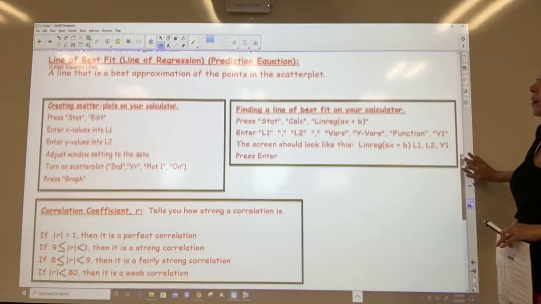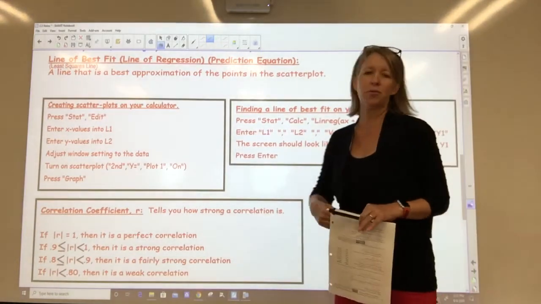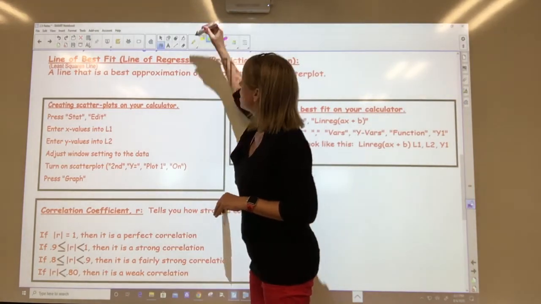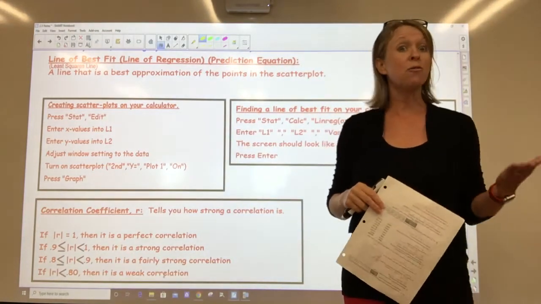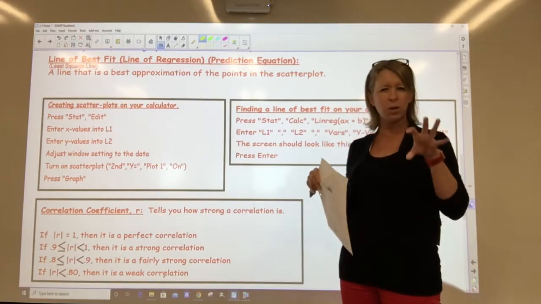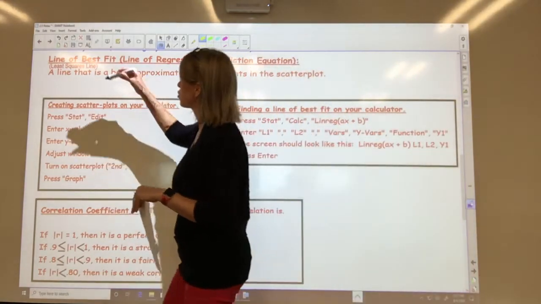Okay, all right, so now let's talk about how to find a line of best fit. And you're going to see all sorts of terms that refer to a line of best fit, and you need to understand that these are all synonyms and they can be used interchangeably to describe the same thing.